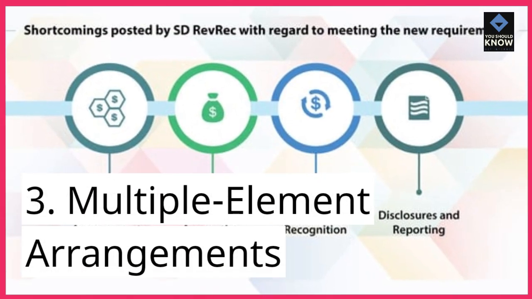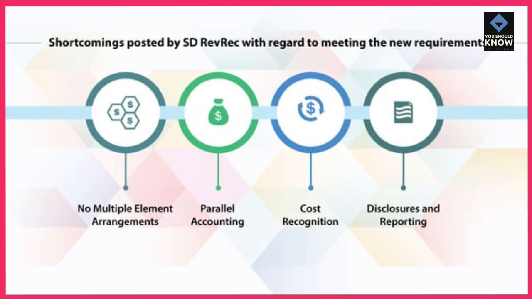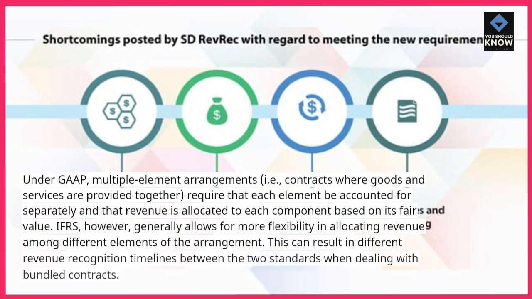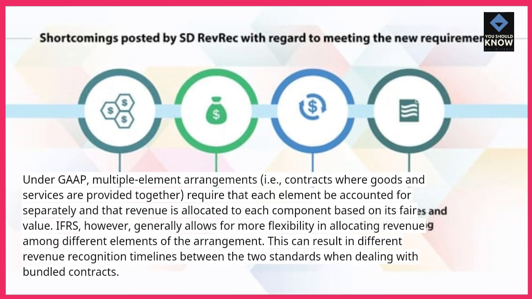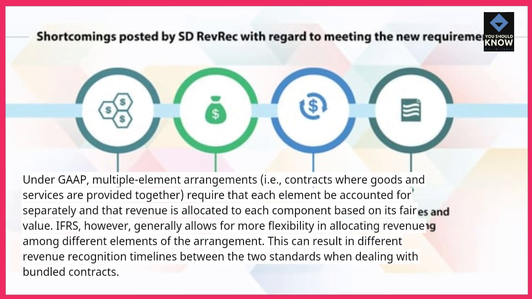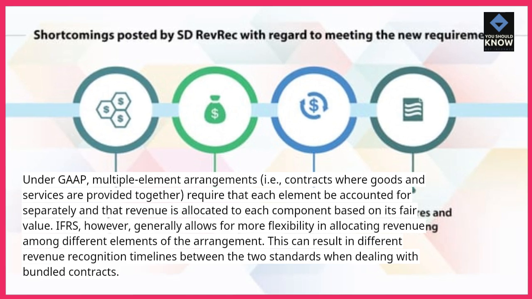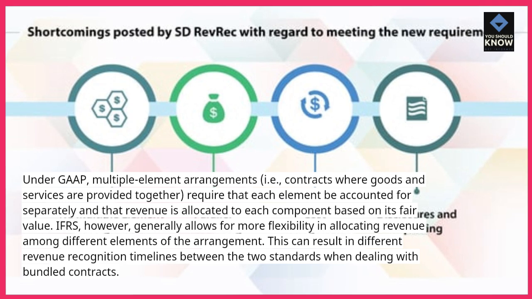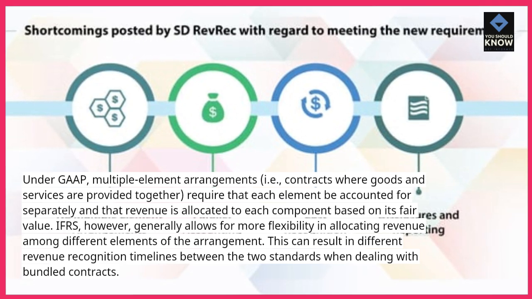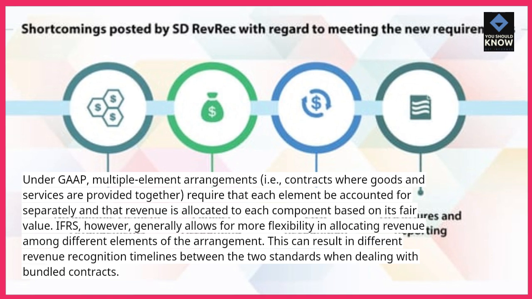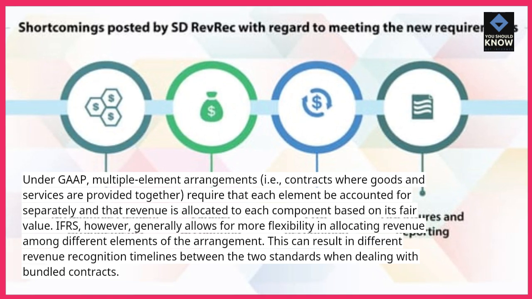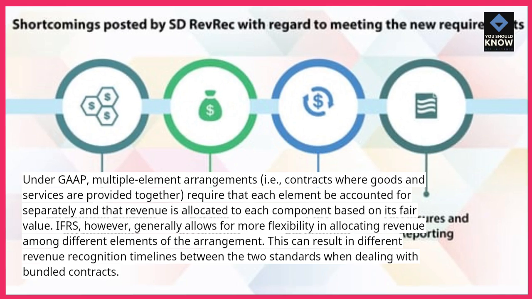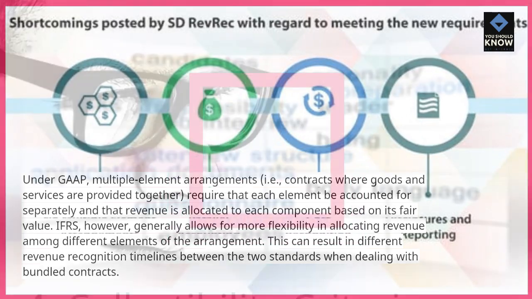3. Multiple element arrangements. Under GAAP, multiple element arrangements, i.e., contracts where goods and services are provided together, require that each element be accounted for separately and that revenue is allocated to each component based on its fair value. IFRS, however, generally allows for more flexibility in allocating revenue among different elements of the arrangement. This can result in different revenue recognition timelines between the two standards when dealing with bundled contracts.